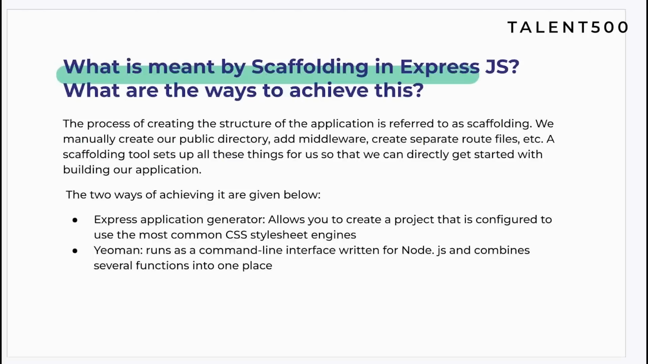A scaffolding tool sets up all the things for us so that we can directly get started with building the application. There are two ways of achieving it. First is the Express Application Generator, which allows you to create a project configured to use the most common CSS style sheet engines. The other one is Yeoman, which is very common. It runs as a command-line interface written for Node.js and combines several functions into one place.